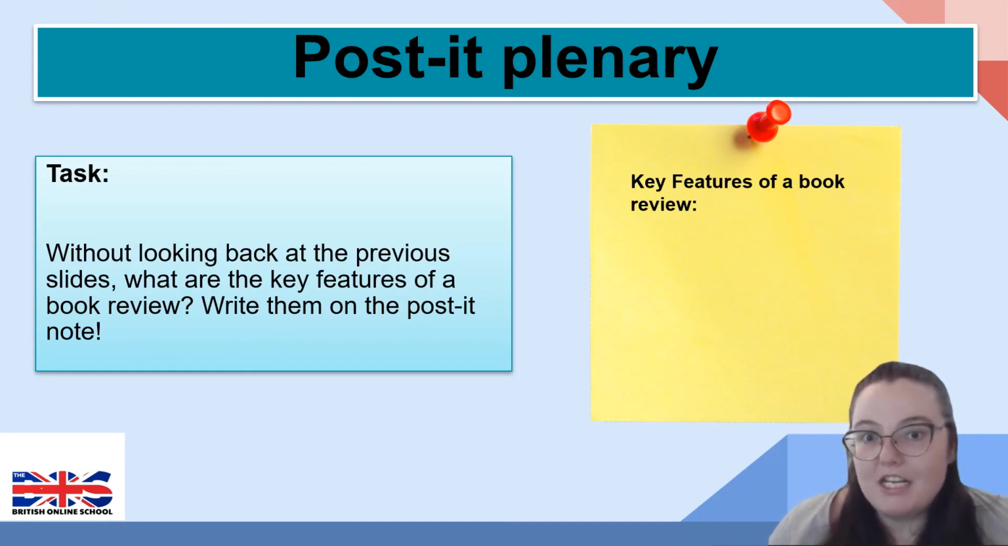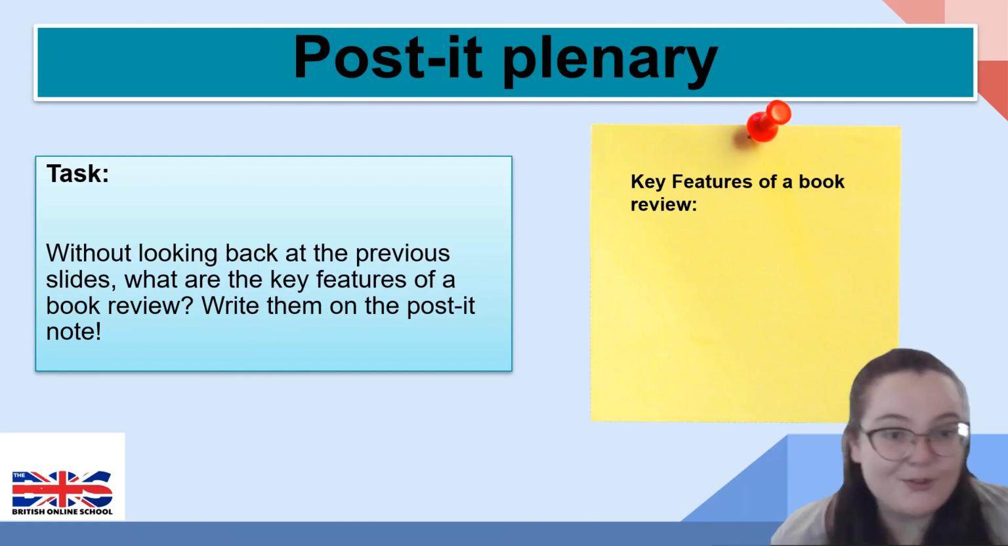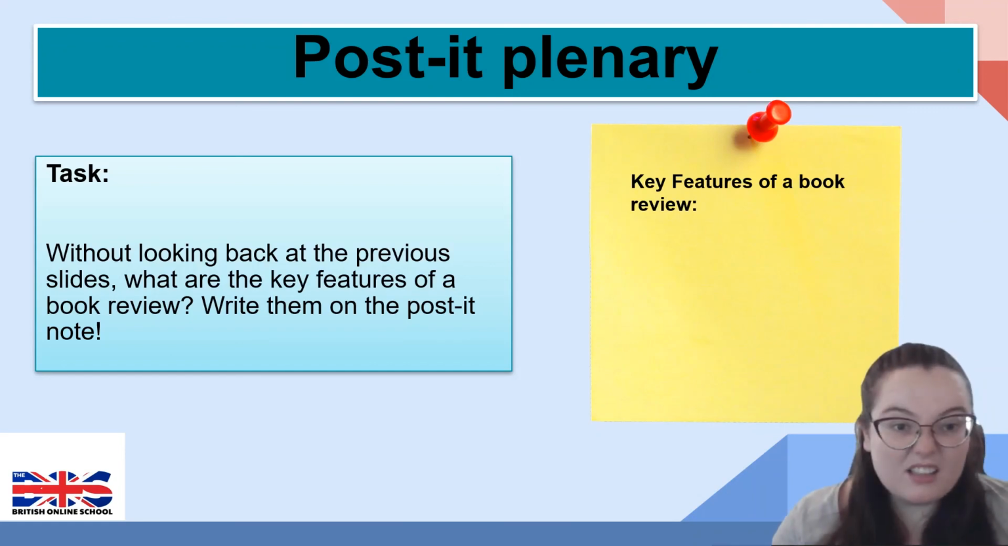Now, as we finish it off, we're going to do a little post-it note plenary. So I want you to jot down either on a post-it note or on the PowerPoint or a worksheet, or on just a scrap of paper that you've got in front of you. That is fine. So without looking back at the previous slides, write down the 4 features of a book review, okay? So write them on the post-it note. If you get stuck and you can't quite remember, then you can have a look back, okay? Remember to make sure that you write anything that you double check with a different colour so that you can see that you did that with help, okay? So spend a couple of minutes doing that, and then you're done with this week's lesson.